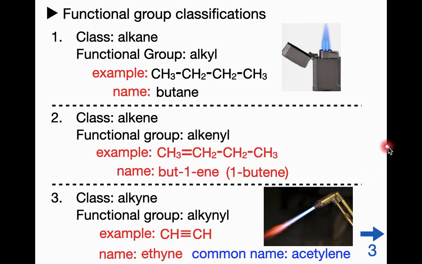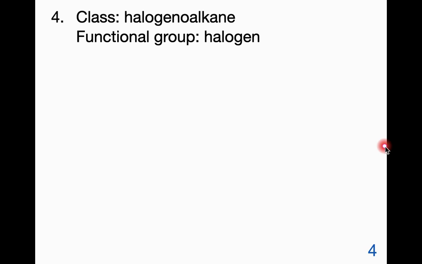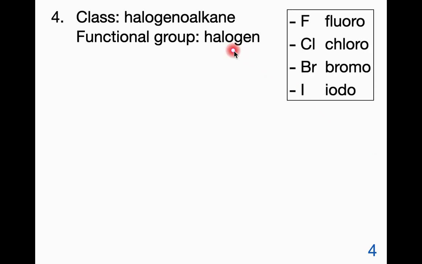Okay, so now something new. Halogenoalkanes. Functional group is halogens. So we're going to have one of the four halogens bonded to a carbon chain. So fluorine, chlorine, bromine, or iodine. This is fluoro, chloro, bromo, and iodo. These are the root of the names of those halogens.